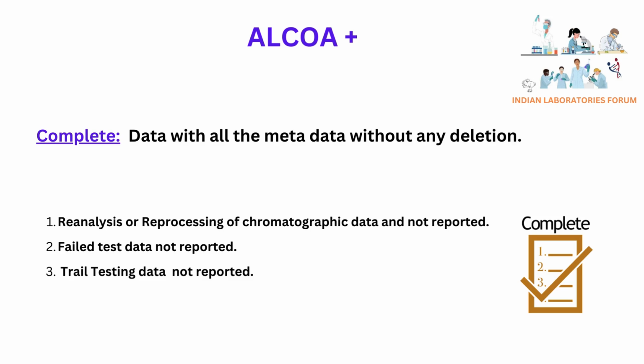Complete. Complete refers to data with all the metadata without any deletion. Examples of non-compliances to complete are: reanalysis or reprocessing of chromatographic data and not reported, failed test data not reported, trial testing data not reported. These examples refer to incomplete data or incomplete information.